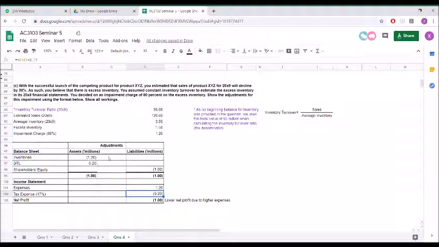So for the balance sheet, due to the impairment charge, the inventory carrying amount will be reduced by 1.2 million, and due to the tax effect, deferred tax liabilities will increase by 0.2 million, and shareholders' equity will decrease by 1 million.